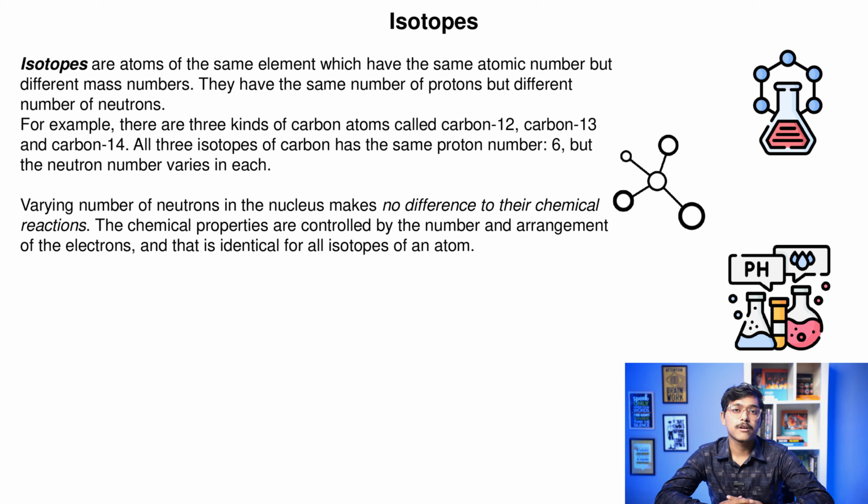For example, there are three kinds of atoms of carbon called carbon-12, carbon-13, and carbon-14. All three isotopes of carbon have the same proton number, which is 6, but they have different neutron number for which the mass number varies. Varying number of neutrons in the nucleus makes no difference whatsoever to their chemical reactions. The chemical properties are controlled by the number and the arrangement of the electrons in the atoms, and that is identical for all isotopes in an atom.